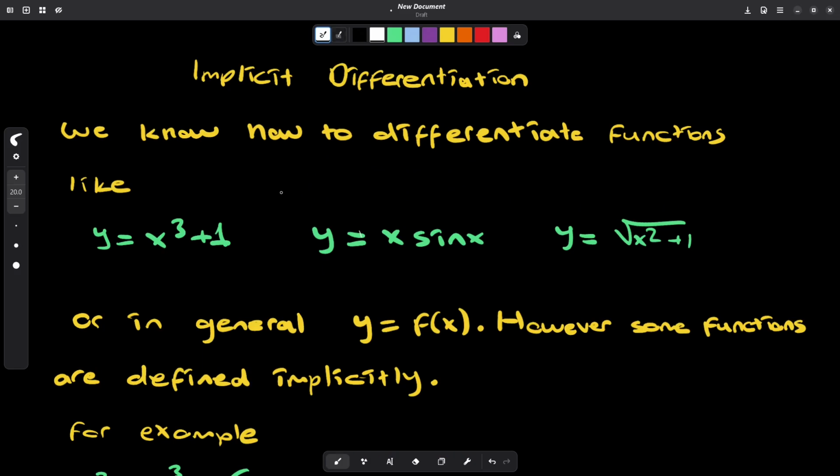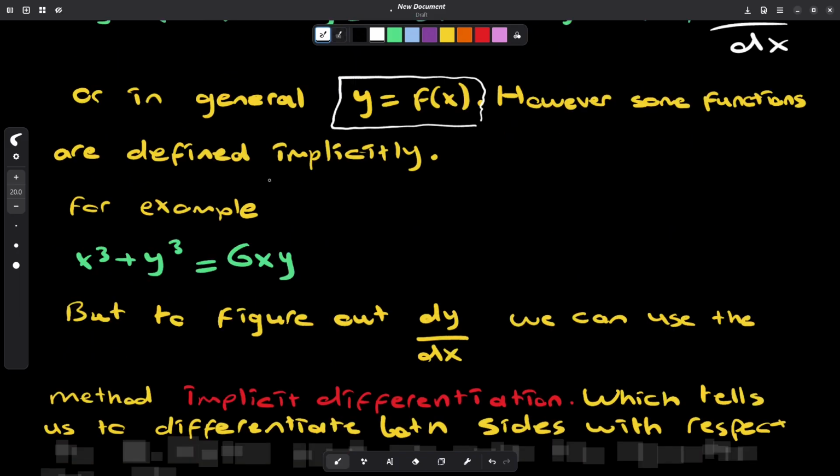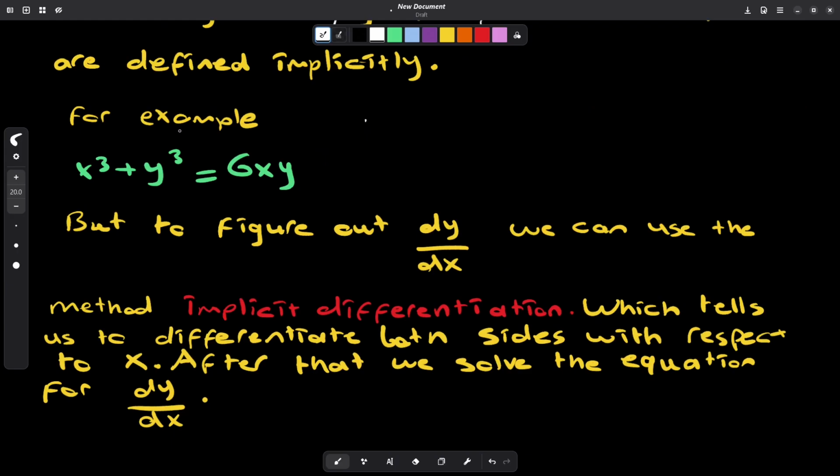We all know how to differentiate a function if it's given to us as y is equal to f of x. For these forms, everyone can evaluate dy by dx. However, some functions are defined implicitly, which means you cannot leave y alone by algebra. Therefore, you cannot differentiate according to the methods you learned.